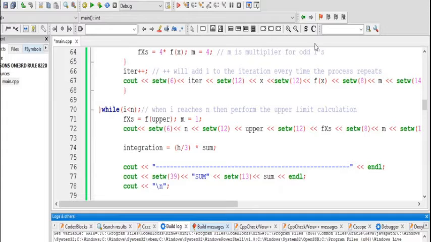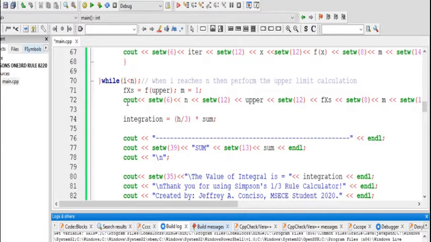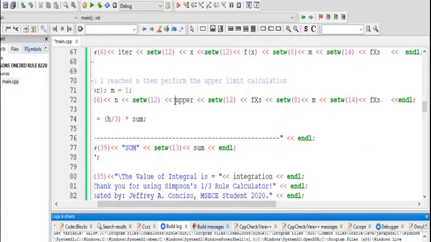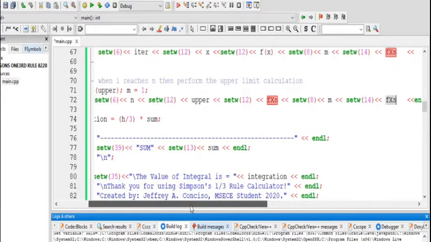We will repeat the process while I is less than n. When I reaches n, then we will do this equation. F of x is equal to f of the upper limit, and the multiplier is 1. This is the last iteration. Then we will print again the n, which is the last iteration, the upper limit, the f of x, which is the upper limit, and the multiplier. This is the upper limit, and then the function of x, and then the upper limit and the function of Simpsons, which is also the same.